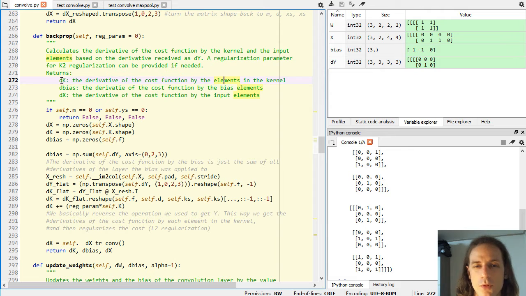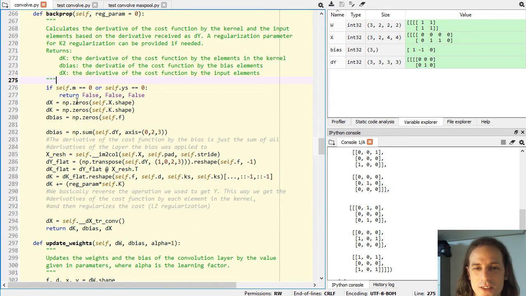So it will return the derivative of the cost function by the elements in the kernel. The kernel is the weights. Basically, the bias is the derivative of the cost function by the bias element, and dx is the derivative of the cost function by the input elements. These are things I was rambling on and on about. Of course, if the sizes are 0, then it's just false, false, false. It's just checking if you already have the things you need.